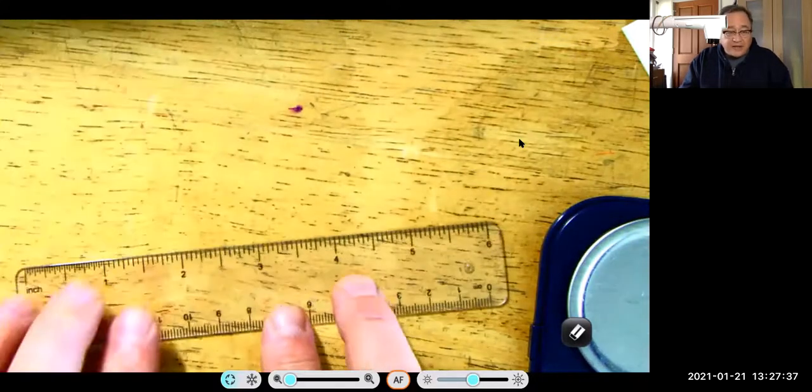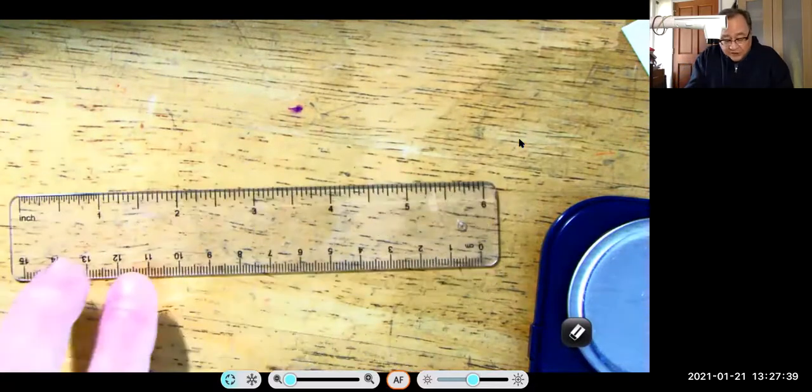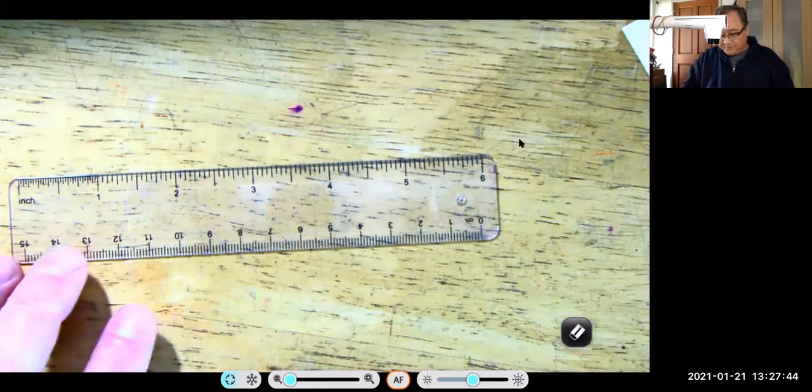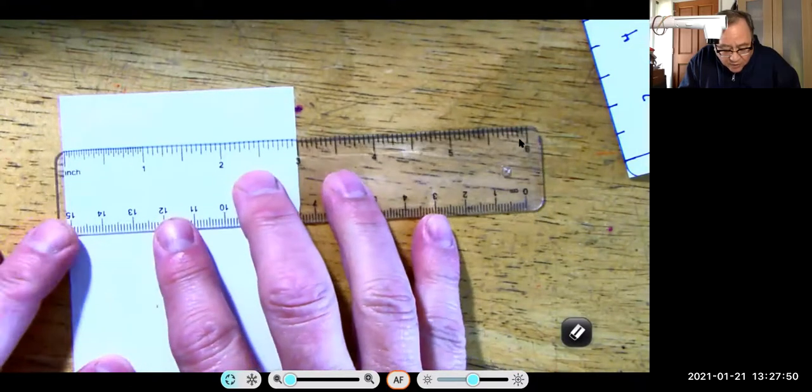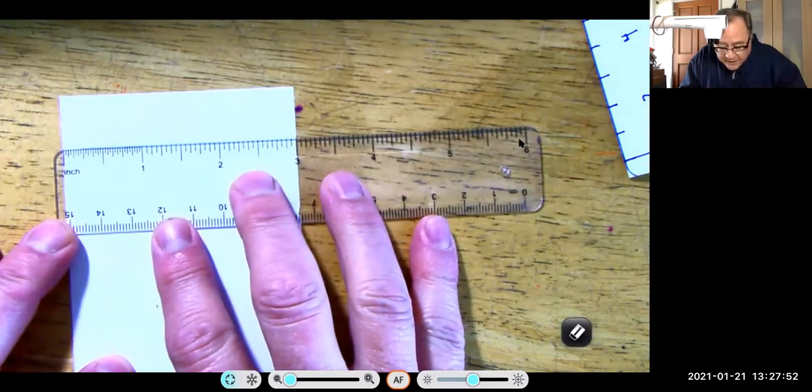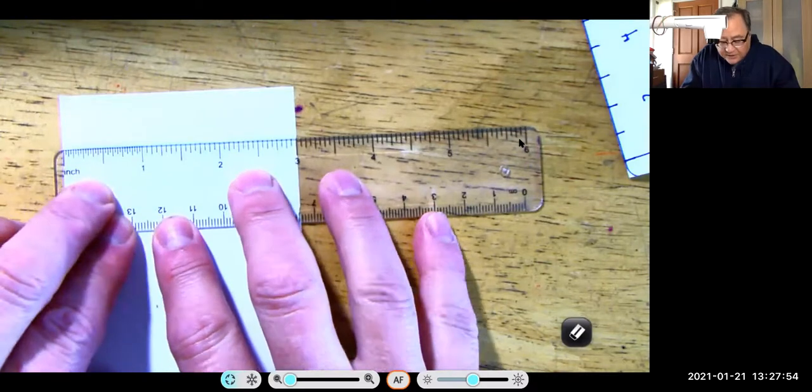This is also an analog device. There are digits on here, but it's not electronic. So this is an analog ruler. And when you're measuring with the ruler, what you want to do normally is you line up the 0 with one edge of whatever you're measuring, and then you read to the other edge.